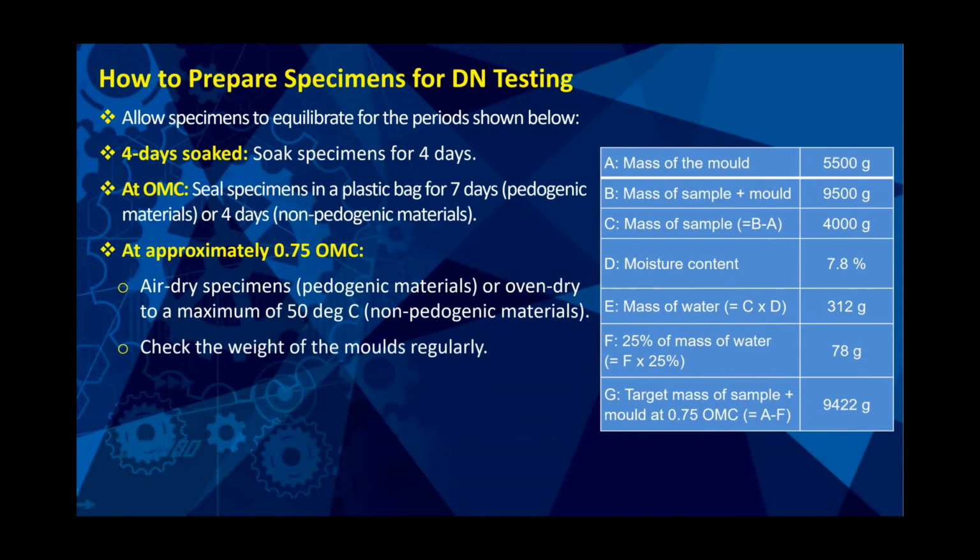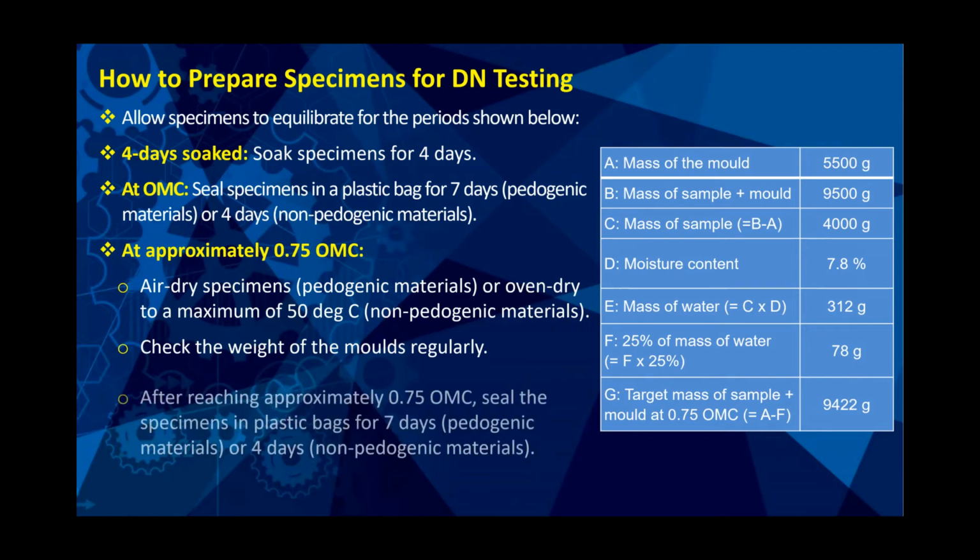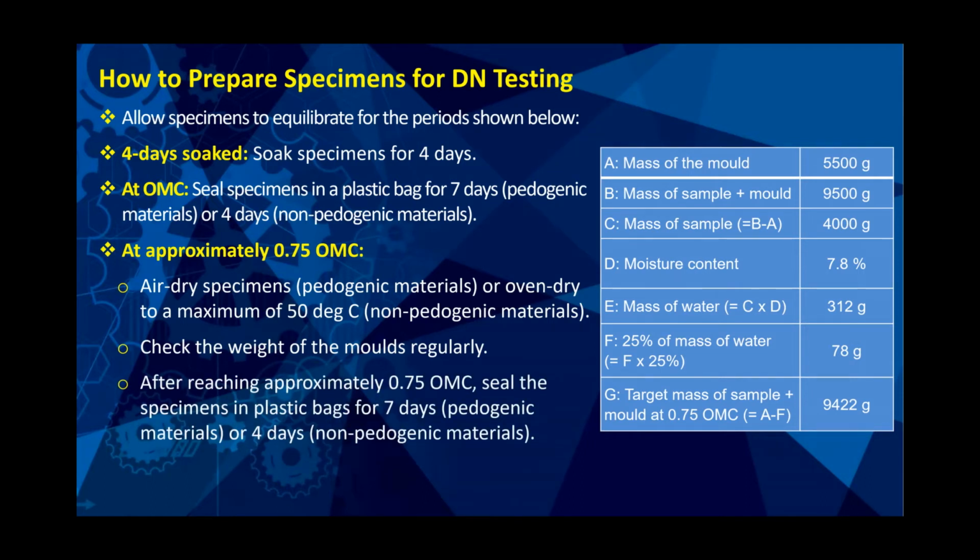Calculate the target mass of the sample and the mold for when the moisture content of the sample has reached approximately 0.75 OMC, and check the weight of the molds regularly. After reaching approximately 0.75 OMC, seal the specimens in plastic bags for 7 days for pedogenic materials or 4 days for non-pedogenic materials. And lastly, weigh the samples to determine the exact moisture content.